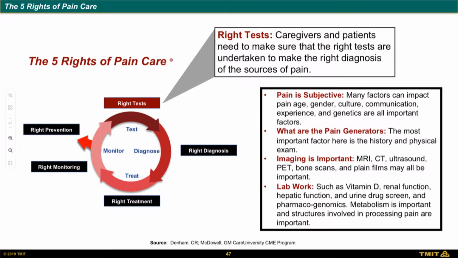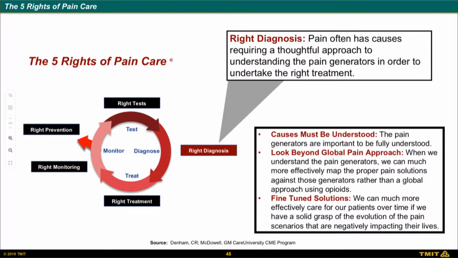There's drug metabolism enzymes, there are drug transporters. Some opioids or other pain medicines may have receptors that we need to be cognizant of. And then there are structures involved in the perception and processing of pain, and pharmacogenomics can sometimes help us when we're making decisions about this.